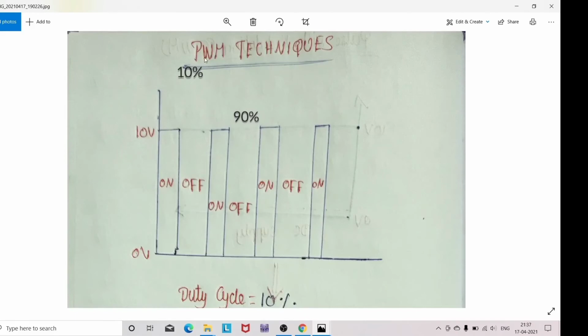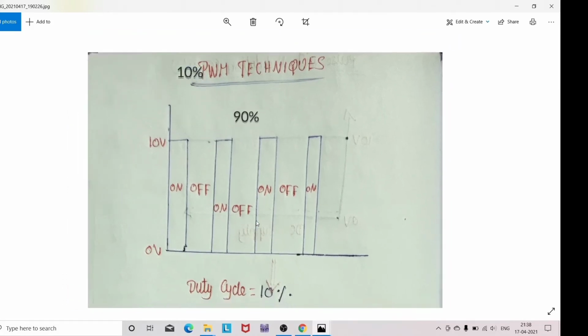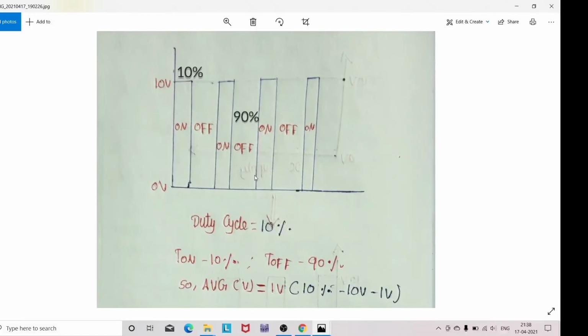Now we talk about PWM technique use. The PWM technique is applied to a waveform. 10 volt on time, 0 volt off time. I give a duty cycle of 10% in this waveform. That means T on I give 10%, T off 90%. Total time period equals 100%. T on 10%, T off 90%.